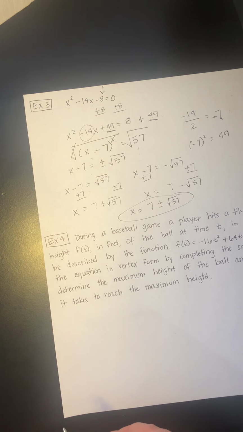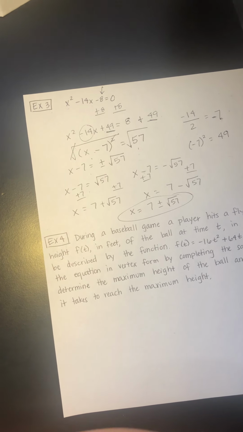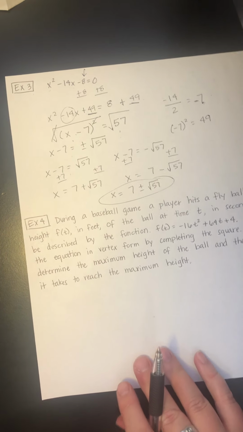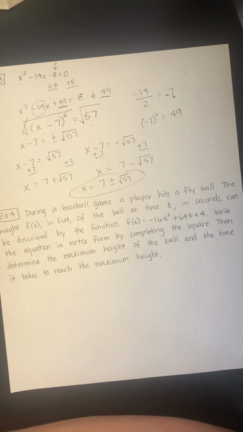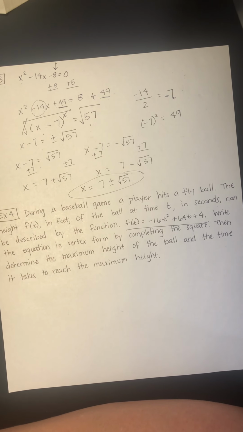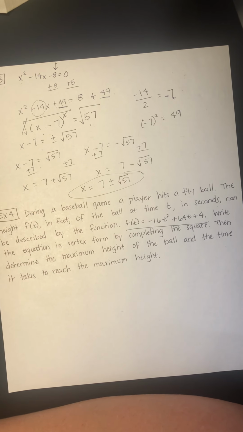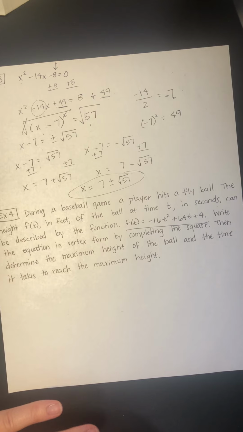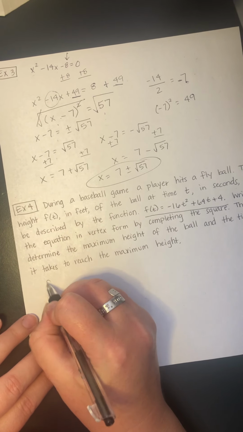I'm going to move to example 4, a word problem. It says, during a baseball game, a player hits a fly ball. The height, which is f of t, is in feet. The height of the ball at a time in seconds can be described by the function, and here they gave us the function. We need to write the equation in vertex form, and I'll give you a refresher on that, by completing the square. Then we need to determine the maximum height of the ball and the time it takes to reach the maximum height. So first let's complete the square. We have our function.